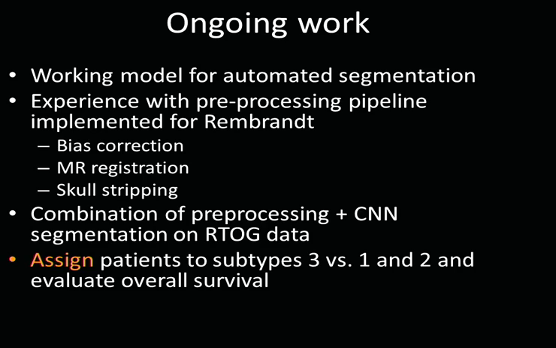So our ongoing work now is to use this automated segmentation algorithm together with the pre-processing pipeline on this RTOG data set, and then eventually test our hypothesis that the survival in subtype 3 is better than in subtypes 1 and 2.